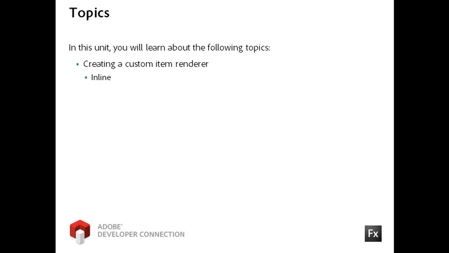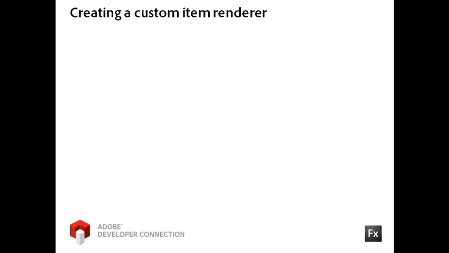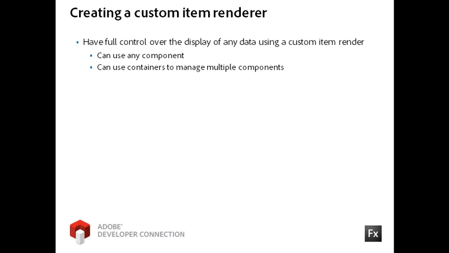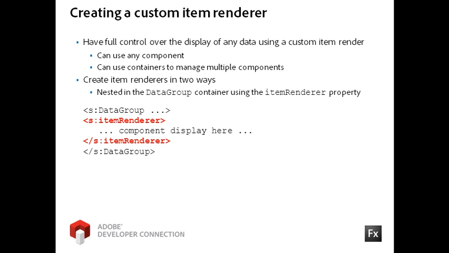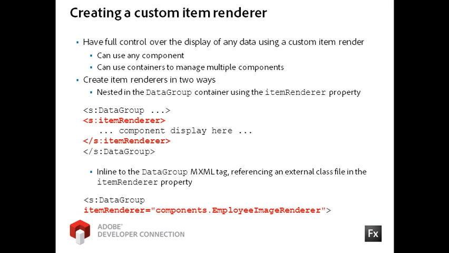You will first build an item renderer inline and then as a separate class file. When you create a custom item renderer, you have full control over the display of the data. You can use any components and containers you need to in order to manipulate the visual display. You can create a custom item renderer in two ways. This first code sample shows the item renderer property nested within the data group container. The second code example shows the item renderer property referencing an external class file. In this video, you will learn how to implement a custom item renderer in both ways.